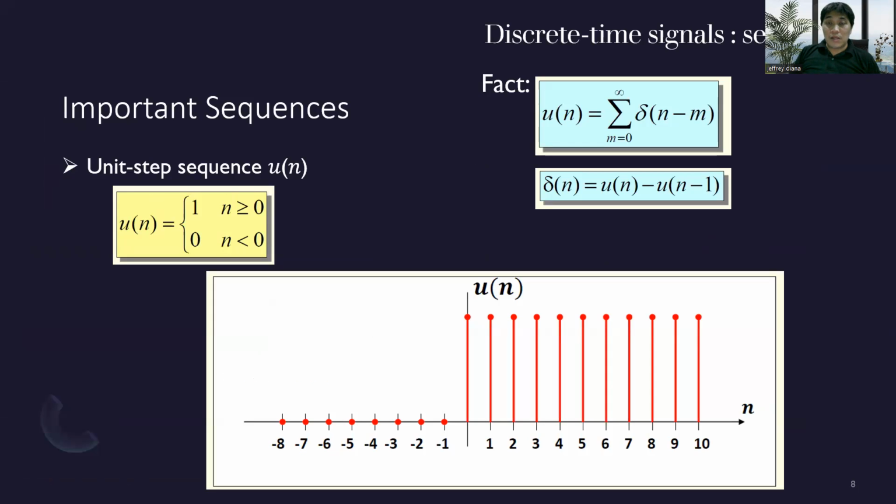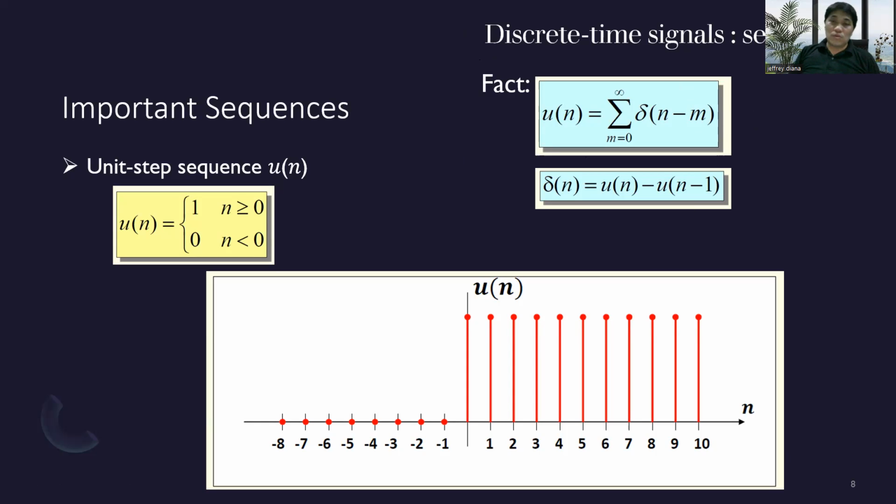Continuing with discrete time signals sequences, important sequences. Number one is the unit step sequence, u[n]. u[n] is equal to 1 when n is greater than or equal to 0, and 0 when n is less than 0. In our diagram, this is the equation for this important sequence, the unit step sequence u[n].